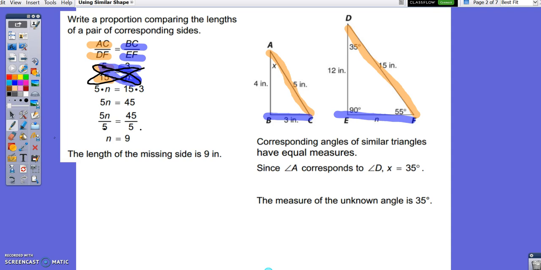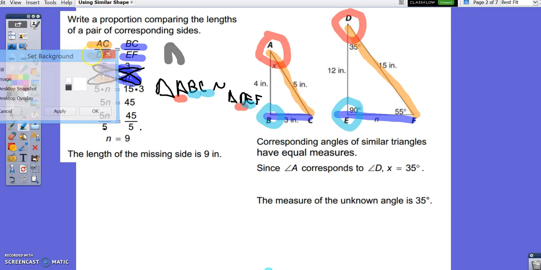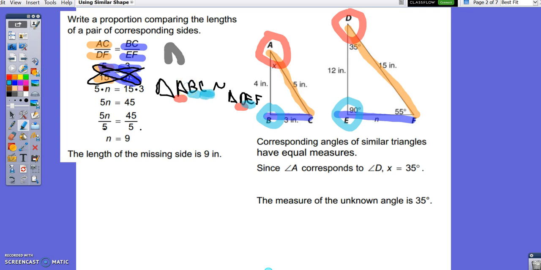Corresponding angles of similar triangles have equal measure. So when we have our triangles named, triangle ABC is similar to triangle DEF, we can find our corresponding angles by knowing that the first letter is going to correspond with the first letter in the other triangle. So angle A corresponds to angle D. Angle B will correspond to angle E. And angle C will correspond to angle F.